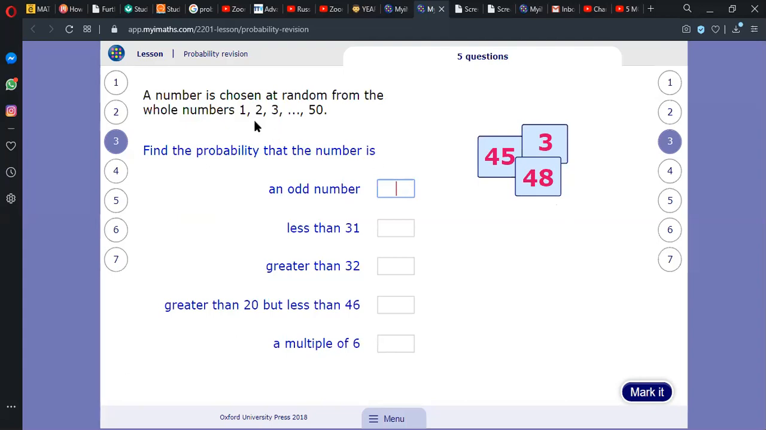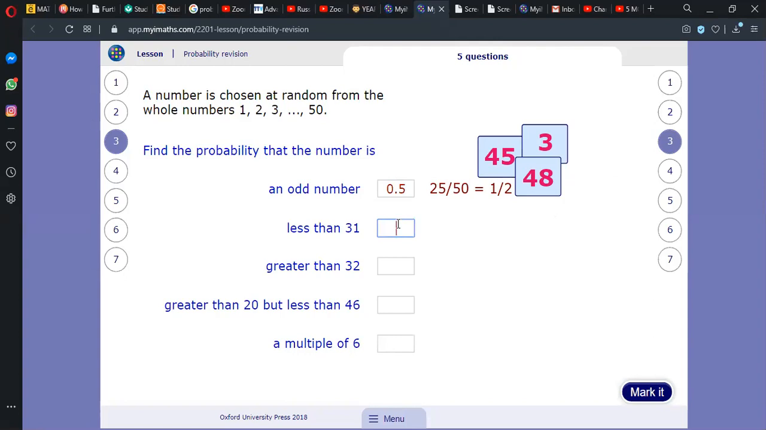So for an odd number, how many odd numbers do you have from 1 to 50? Of course, if you think about that very well, you will know that you should definitely have 25 odd numbers, because from 1 to 50, you have 25 odd numbers and 25 even numbers. So this should be 25 over 50. And when you reduce that, you should get 1 over 2. And since our answer should be in decimal, you will expect your decimal answer here to definitely be 0.5.